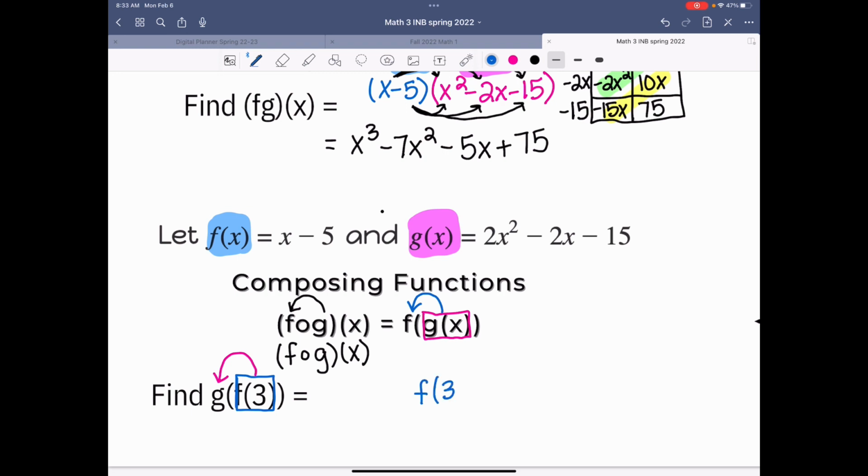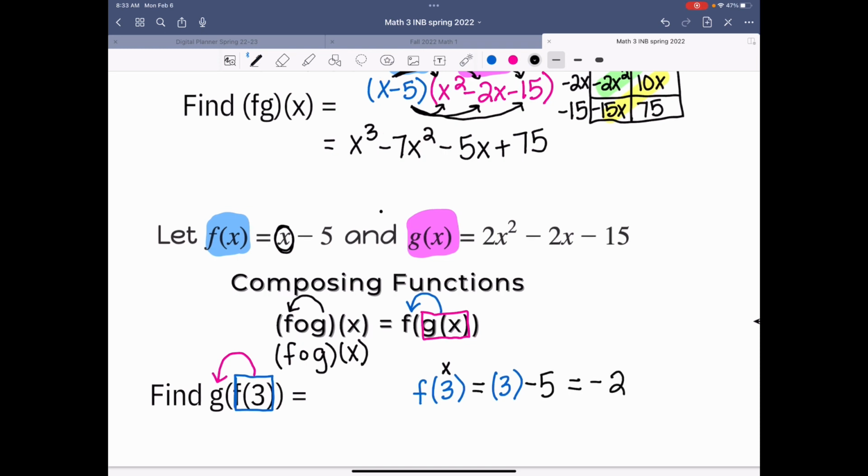So f of 3, that means that we're going to input 3 into the x spot. That is the x variable. So everywhere I see x, I'm going to plug in 3. So I'm going to plug in 3 minus 5. And that gives me negative 2. So basically what that means is right now, this means negative 2.